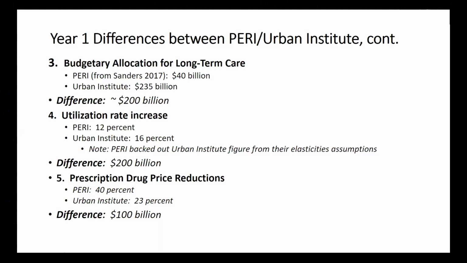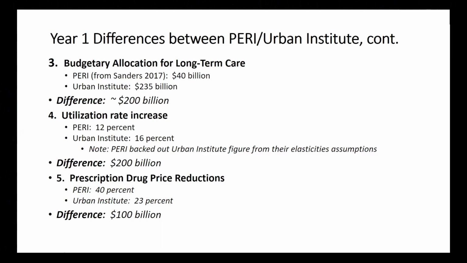Urban, actually, they don't have a number. And I debated the lead author, Linda Blumberg, last month on this. They refused to say what their number is. Weird. But anyway, we backed it out. So according to our methodology of what they should be telling us but didn't, their estimate is 16%. So their 16% number is really extremely high. It's higher than the Mercatus, the study sponsored by the Koch brothers, actually only has an 11.3% utilization increase.